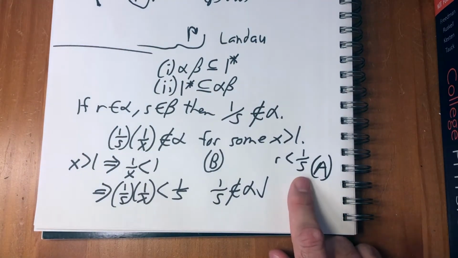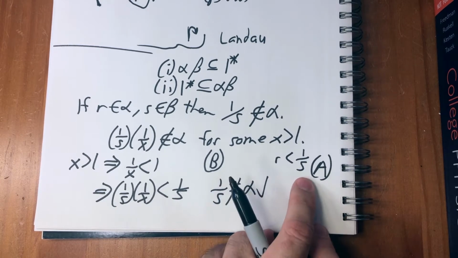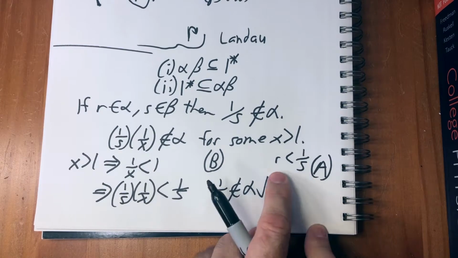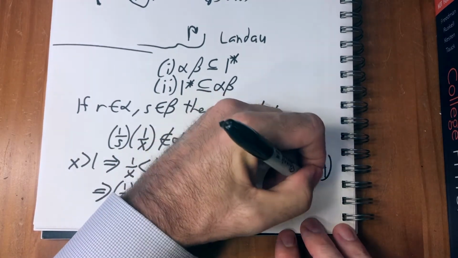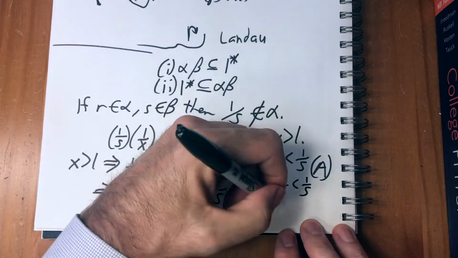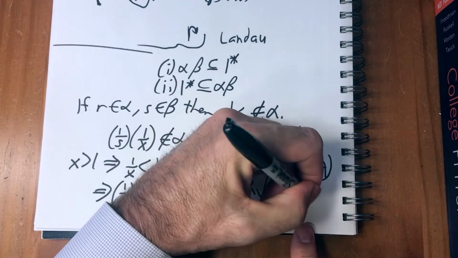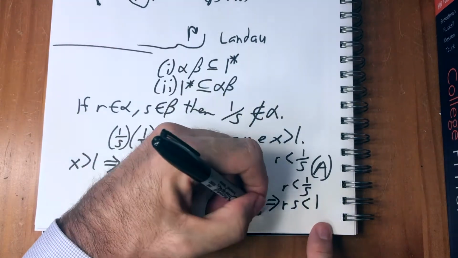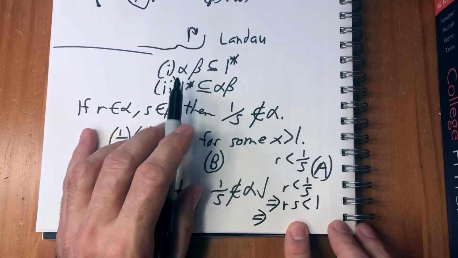If you have one element that's not in a cut and another element that's in the cut, the element in the cut has to be less than the one that's not in the cut. So r has to be less than 1 over s. So that means that if we just multiply both sides by s, we get rs is less than 1. That means this is an element of alpha beta.